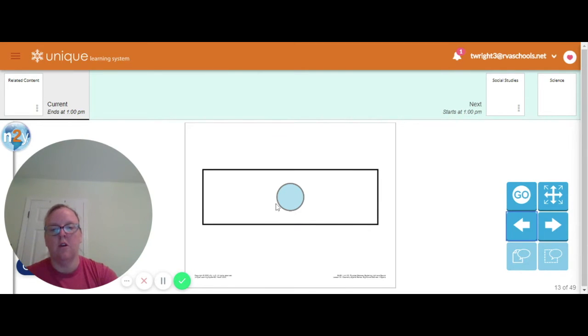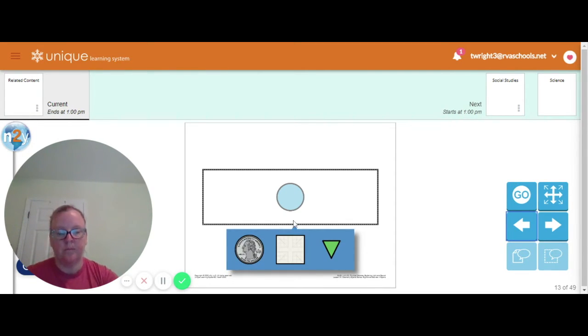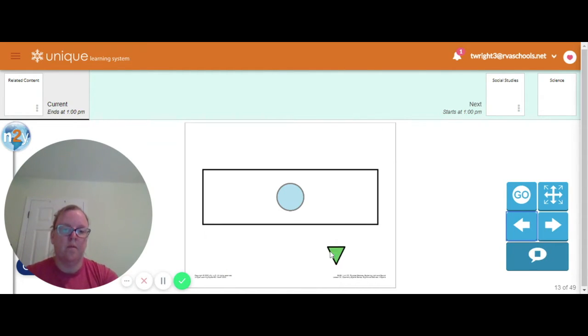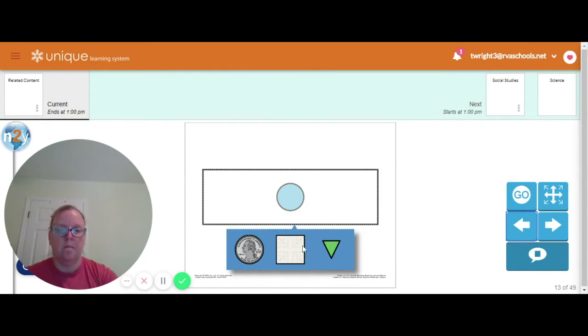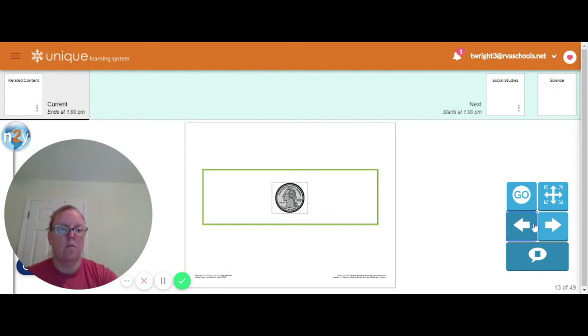And the circle. Which one looks like a circle? If you pointed to the quarter, you are correct.